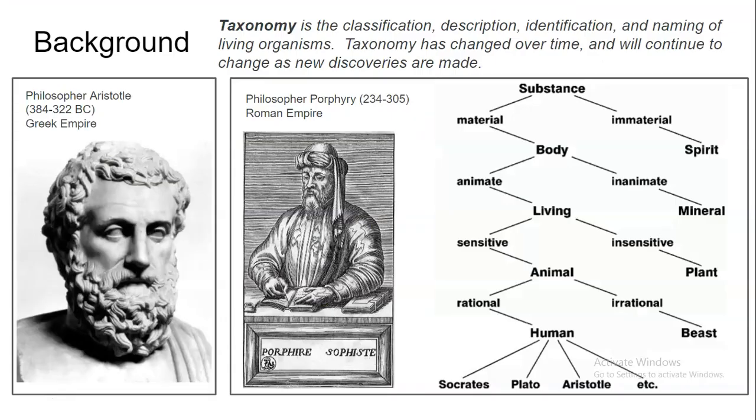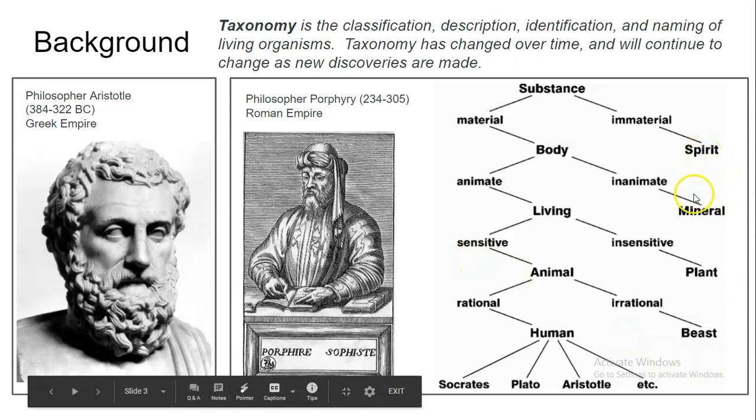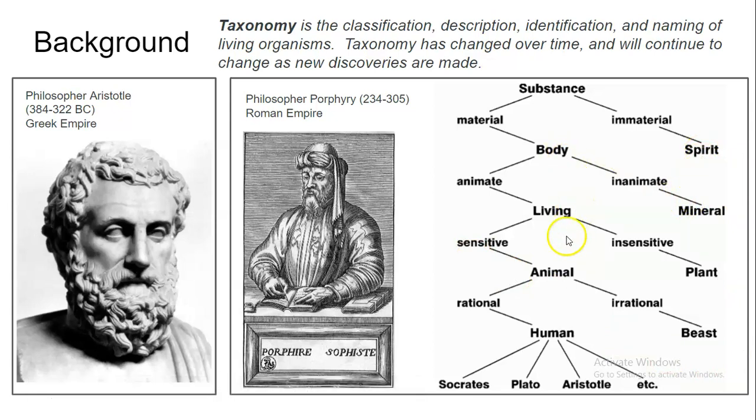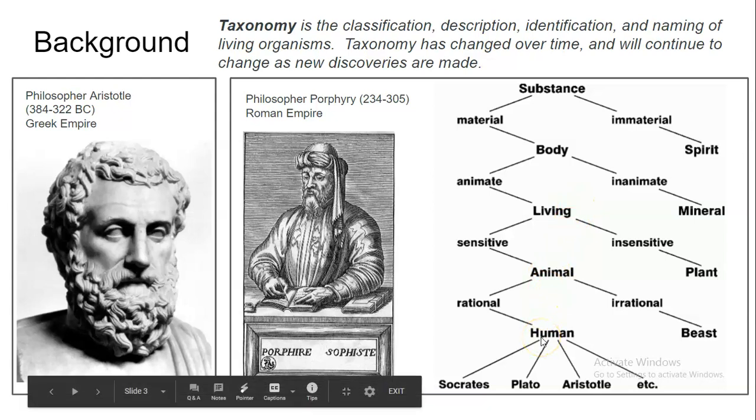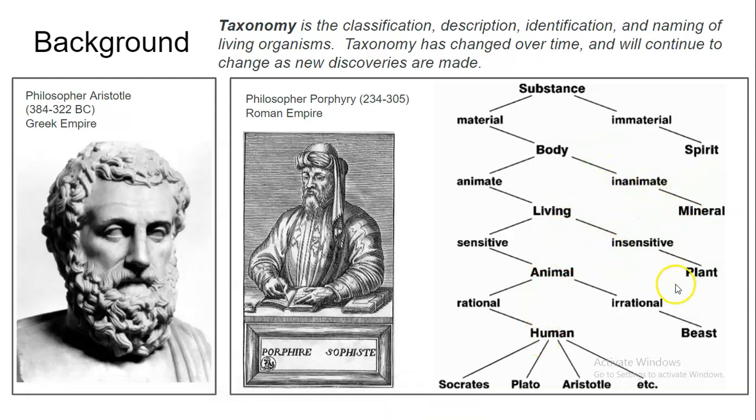A little bit of background. This field of biology is known as taxonomy, and it's the classification, description, identification, and naming of living organisms. People who practice taxonomy are known as taxonomists. And taxonomy has changed over time a lot, and it continues to change as we make new discoveries. Aristotle and other philosophers of the time used to classify substances into either those that belong to the body, living, animal, or human. And you can see how they further subdivide things.